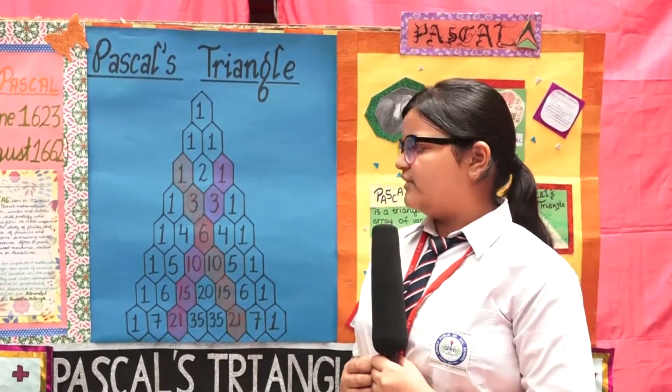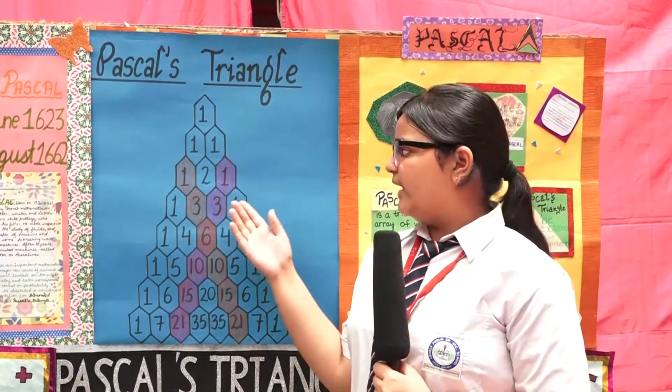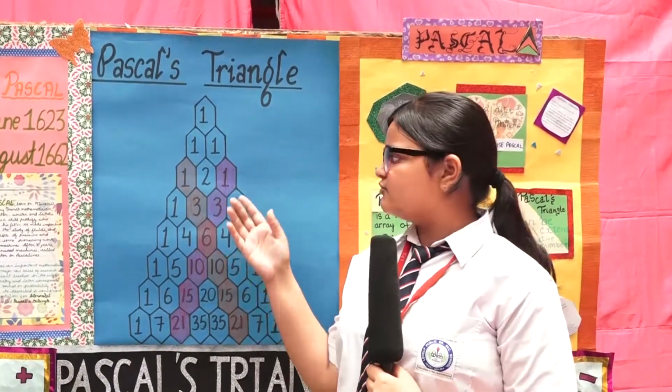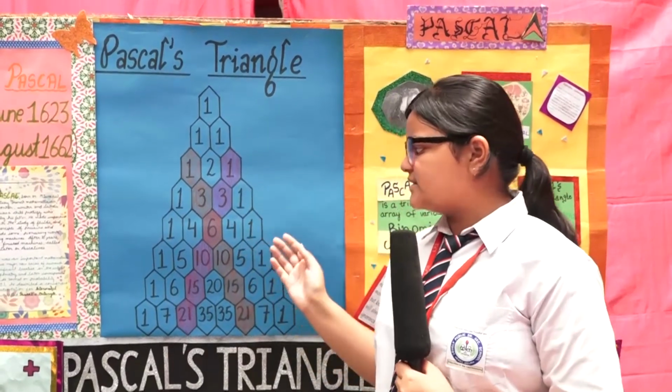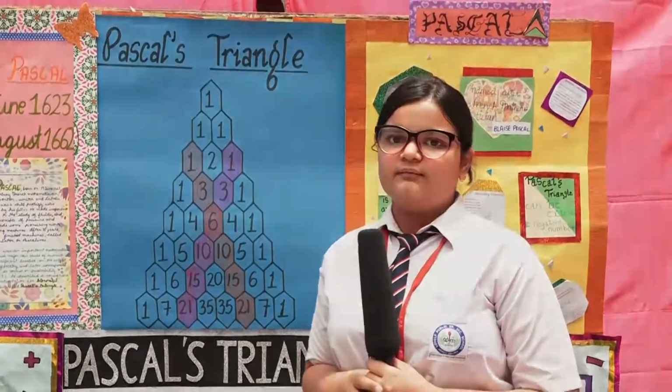And next we have the triangular numbers. 1 plus 2 is 3, 3 plus 3 is 6, 6 plus 4 is 10, and 10 plus 5 is 15, and so on.